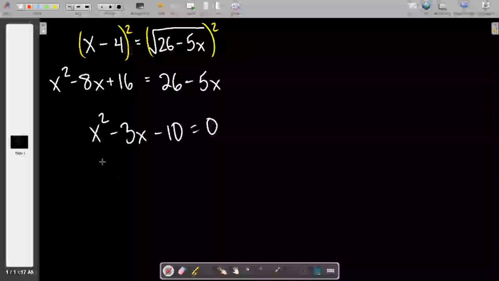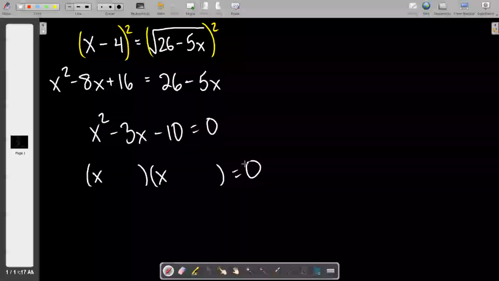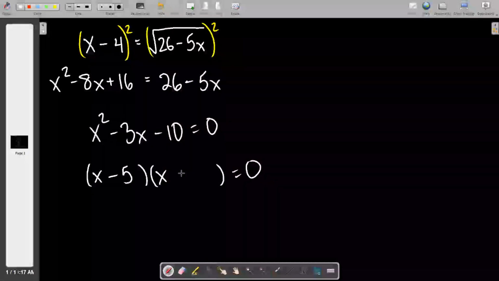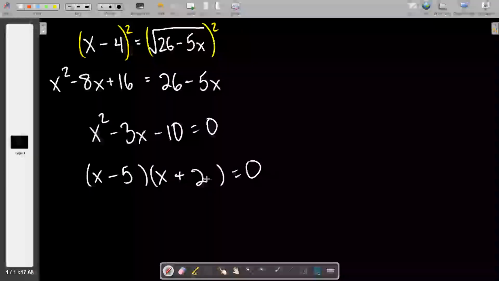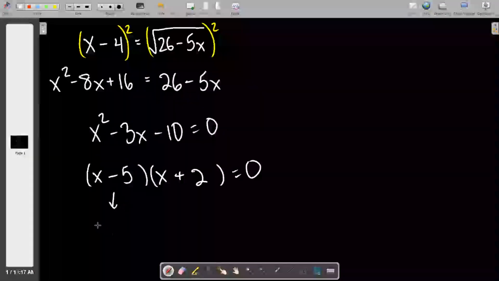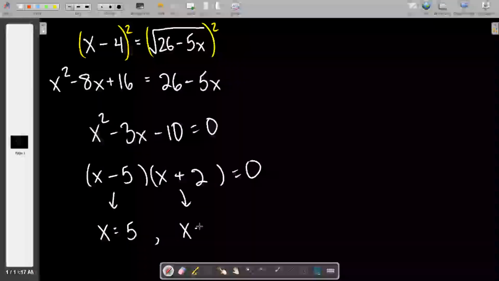It's a factoring problem again. So I'm going to factor it down like this and like this. Good. What are my factors going to be? X minus 5 and x plus 2. Very good. So what are my candidates? X equals what? And x equals. Good. And before I go crossing things out or putting boxes around things, it's imperative that I take a moment now and plug them back in.